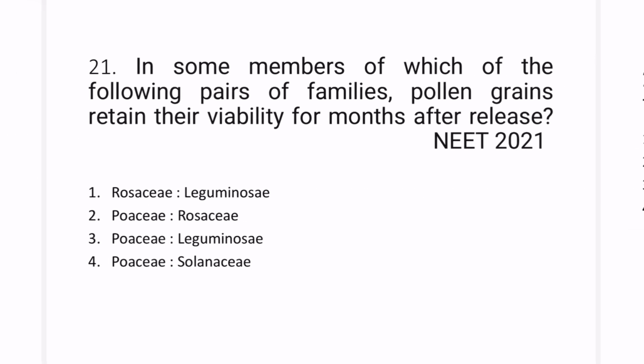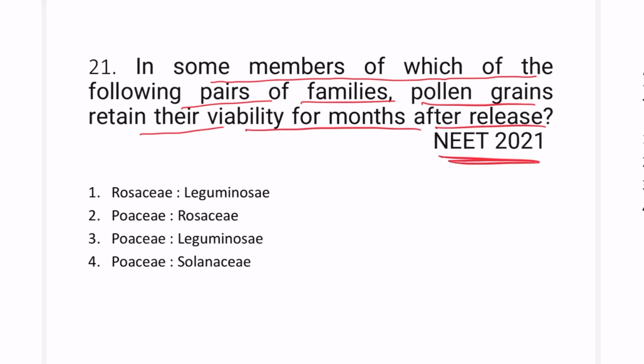The next question, in some members of which of the following pairs of families the pollen grains retain viability for months after release? This is a question from NEET 2021. So what's the answer? We have already gone through one very similar question. So the answer is Rosaceae, Leguminosae. Along with Rosaceae and Leguminosae, one more example will be the Solanaceae family. In the families of Rosaceae, Leguminosae and Solanaceae, the pollen grains are viable up to months together.